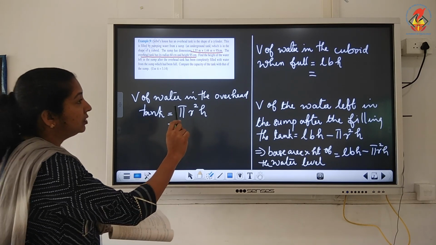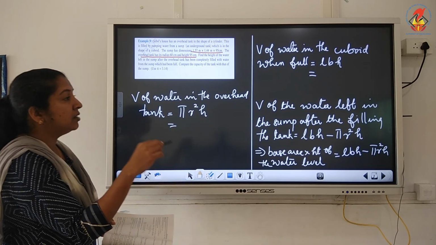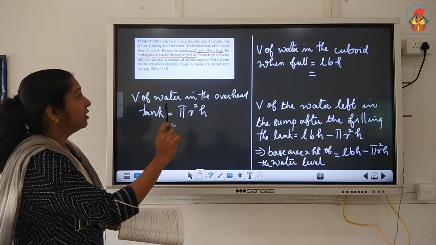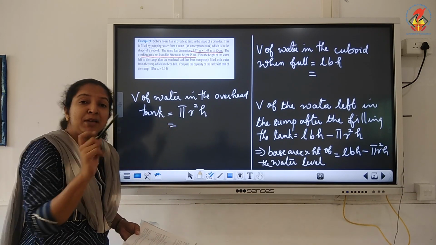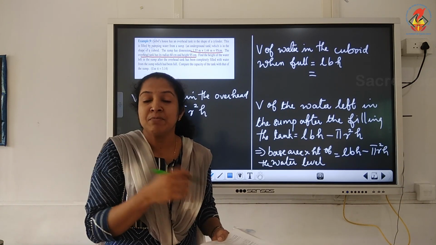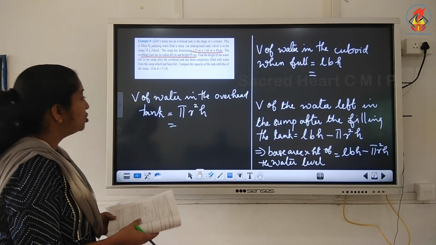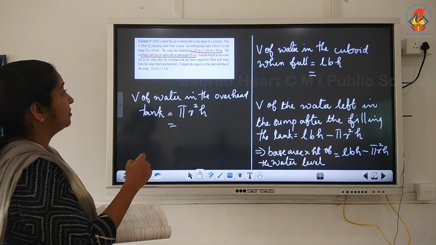And the underground tank is in the shape of a cuboid. Here L, B and H are given, but here we should be very careful because some measurements are given in meter, some are given in centimeter. You have to make everything the same. So what I am going to do is convert everything into meter.